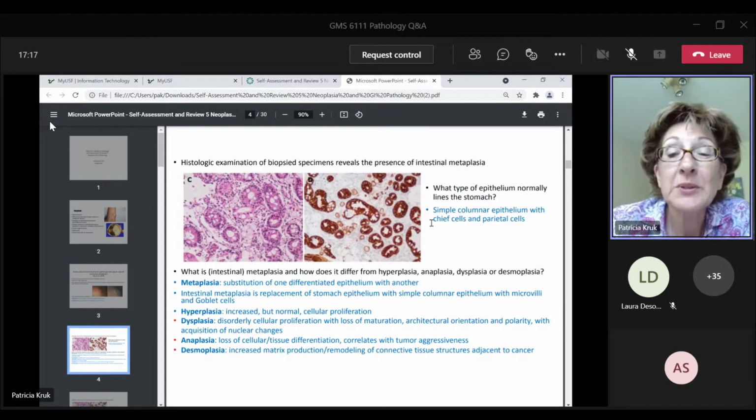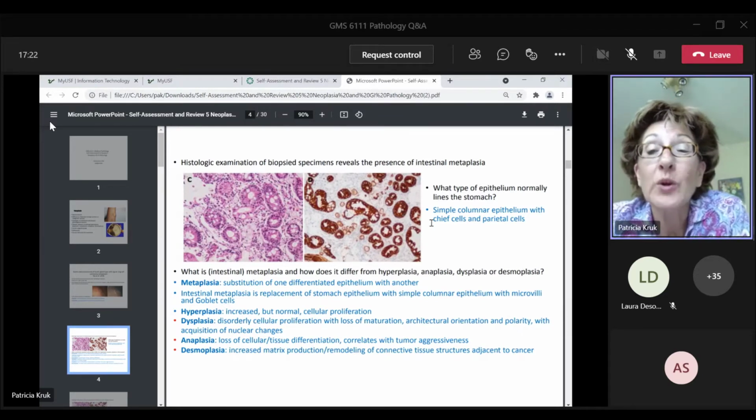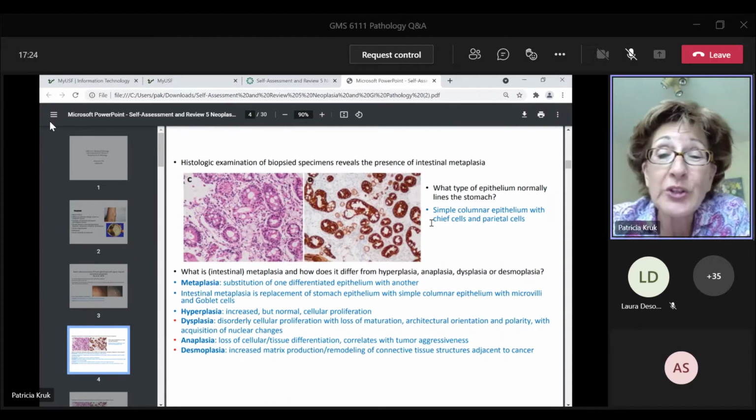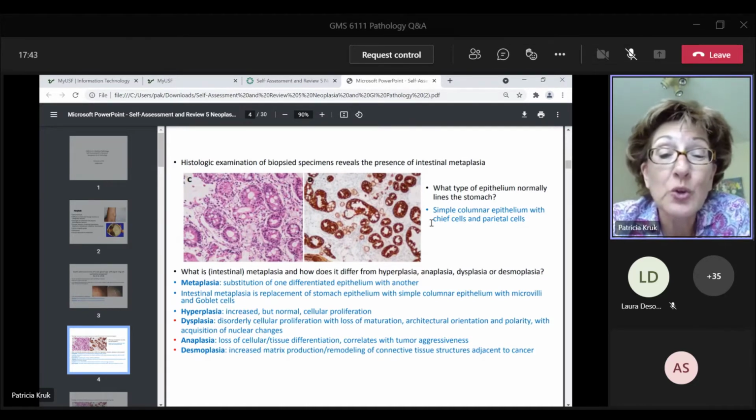So metaplasia simply means the substitution of one differentiated epithelium with another. If you were to look at it, you might say it looks completely normal. In this case, intestinal metaplasia means you replace that stomach epithelium with the epithelium that is normally characteristic of lining the intestinal tract. It's still a simple columnar epithelium, but in this case, it'll probably have a lot of microvilli on the surface, and you'll see goblet cells. So again, they look normal, but it's in the wrong place.